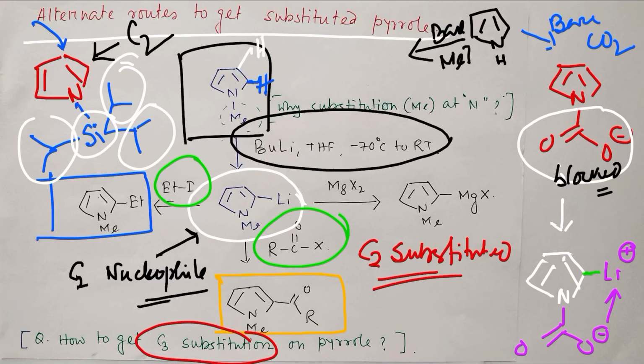So in this way we can get anything. For example, you can first get this COCl, or further you can reduce. So a lot of chemistry could be possible. So this is the strategy.